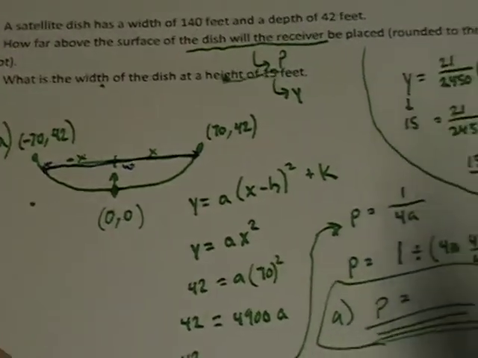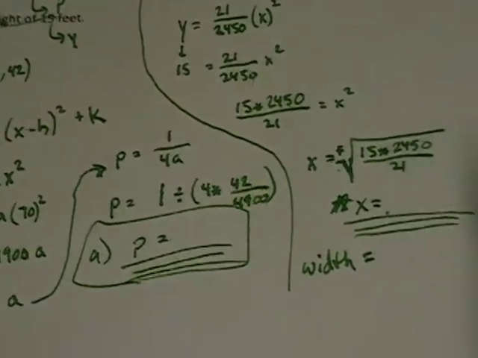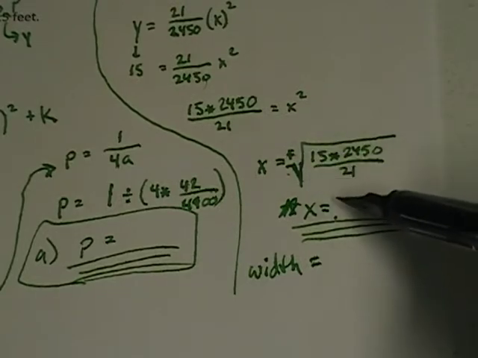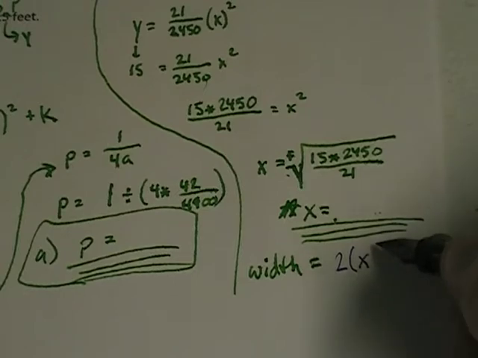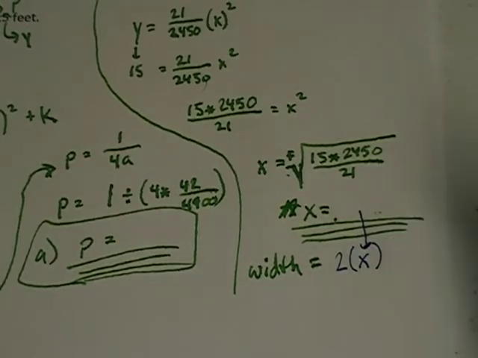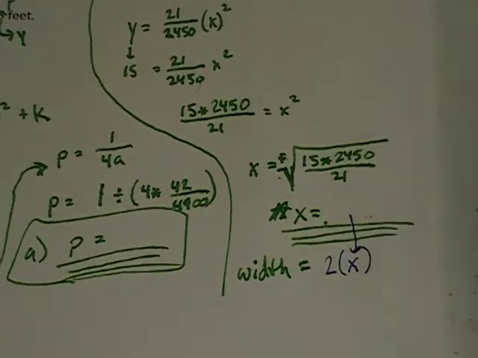Oh, okay. So since x is a distance, we're going to take the positive root. We'll get a number here. The width is 2 times whatever that x value is. And again, all you need to finish this up is a calculator. So type those numbers in, see what you get. If you have questions, let me know.